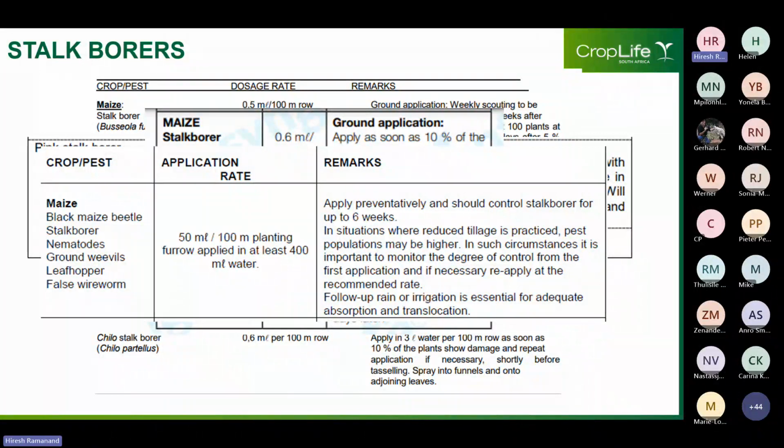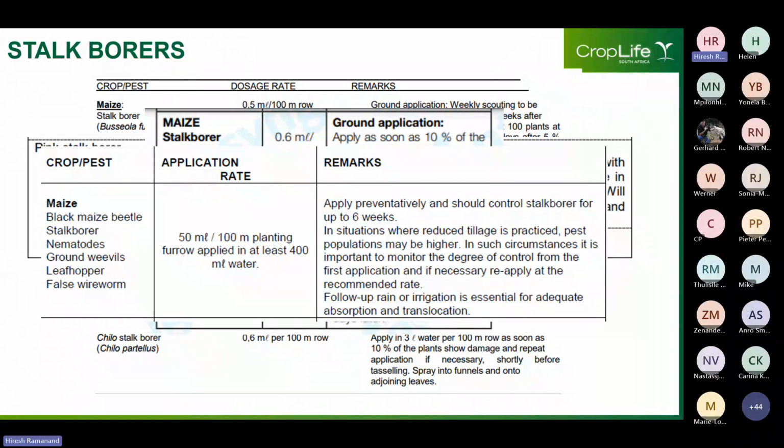Now, what's really key here are the remarks for me. As you all will see, thresholds for spraying this product are clearly stipulated for both pests, for both species. And in addition, the remarks clearly state that the spray must be directed into the maize funnel as well as adjoining leaves in the case of Chilo.